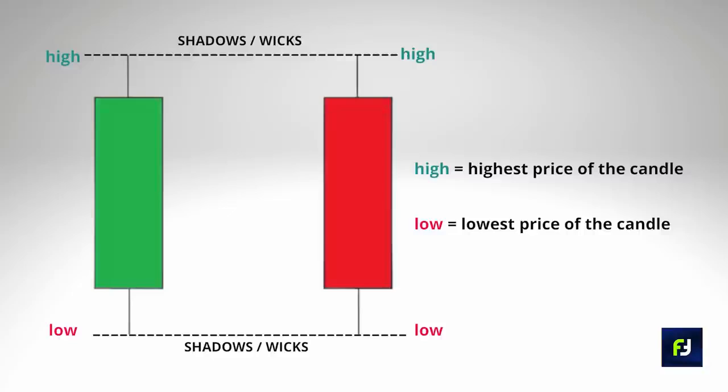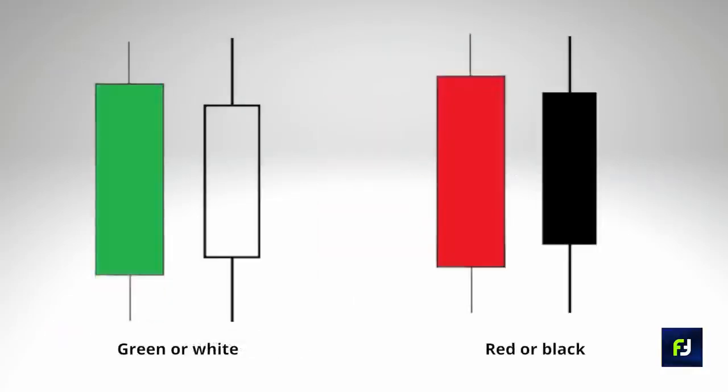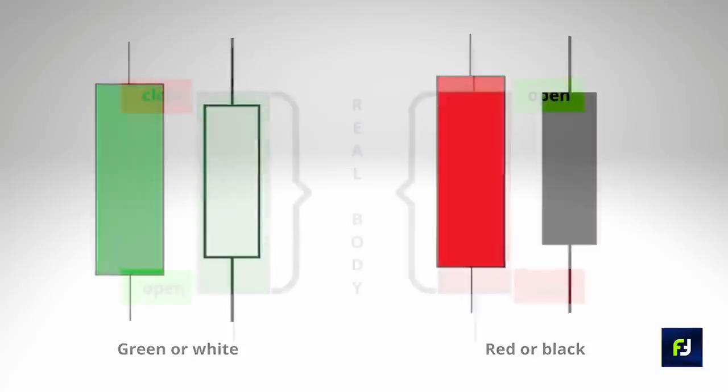The high is the highest price point of the candle at a particular time and the low is the lowest price point of the candle at a particular time, depending upon the time frame you are trading on. Candlesticks generally have two popular colors, green and red. Sometimes it might be white and black depending on the settings that you use. But most commonly it's green and red.